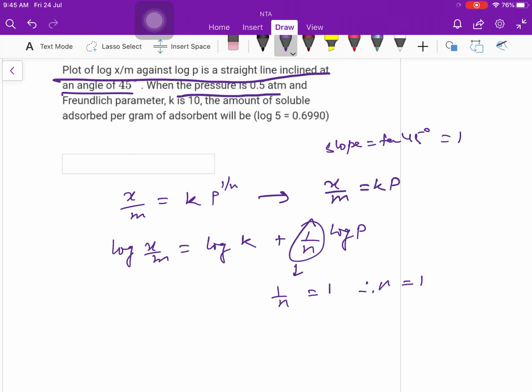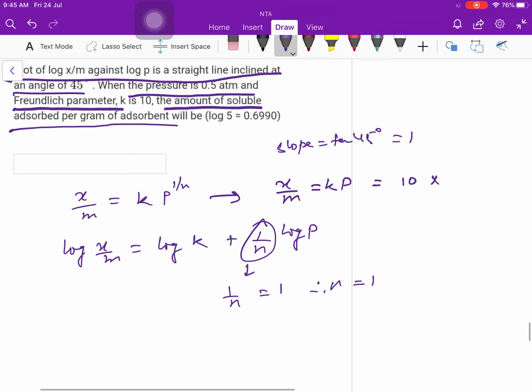When the pressure is 0.5 atm and Freundlich parameter k is 10, the amount of solute adsorbed per gram of the adsorbent, we need to find the value of x by m. So this is equal to 10 into 0.5 atm pressure. So this turns out to be 5.